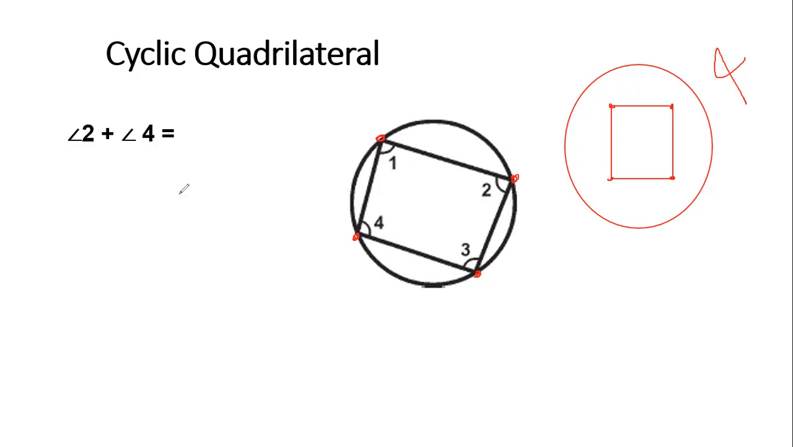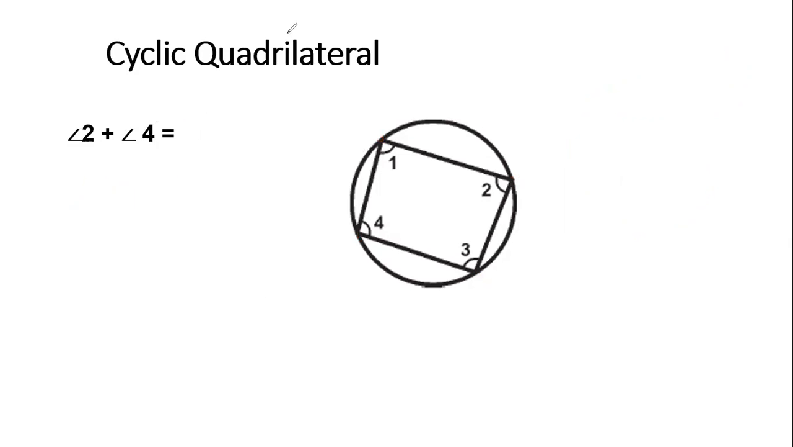Now you just need to be aware of one property regarding the cyclic quadrilateral: the sum of opposite angles in a cyclic quadrilateral is always 180 degrees. Here, angle 1 plus angle 3 will be 180, and angle 2 plus angle 4 will also be 180 degrees. It's a very basic property that you need to understand regarding the cyclic quadrilateral. So I hope this is clear. Moving on to the next property.